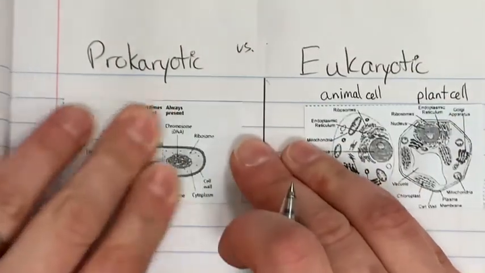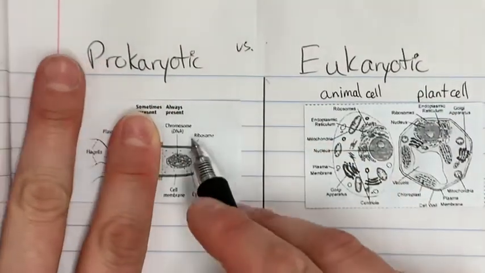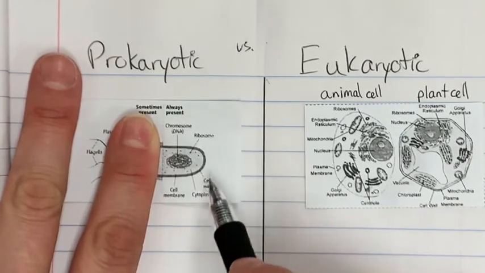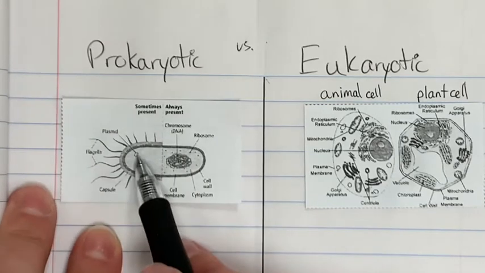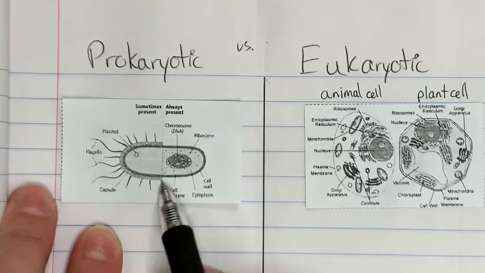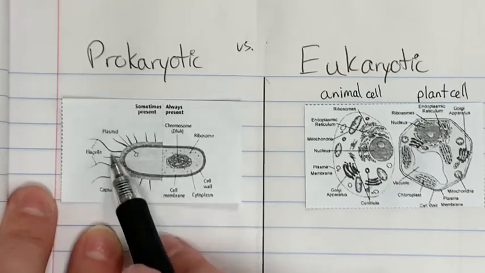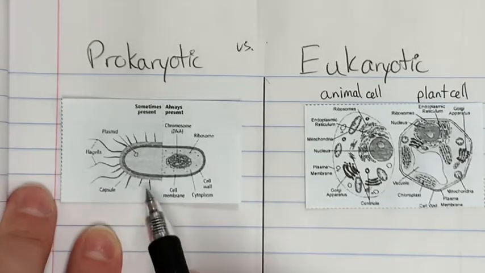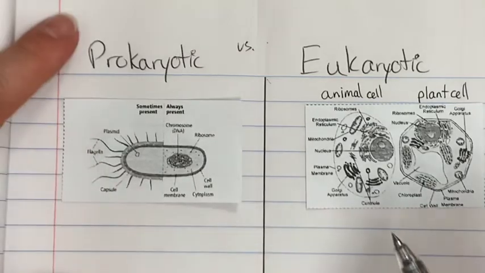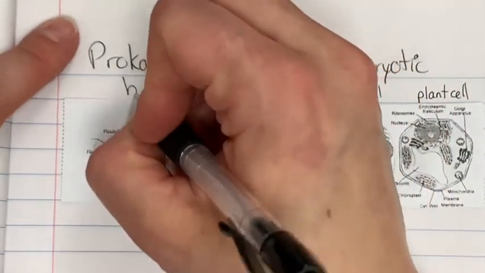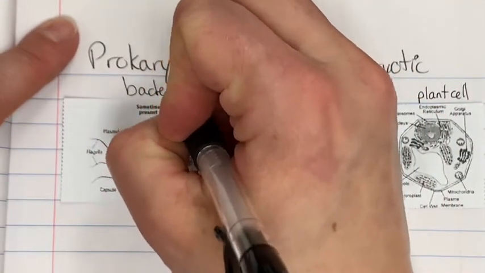The diagram's showing you things that are always present in prokaryotic cells. We've got DNA, ribosome, cell wall, cytoplasm, and cell membrane. Sometimes present you have plasmids, you can have a capsule, you can have flagella, all right? You can have cilia. So those are some features that you might see there. Here we're talking about usually bacteria.